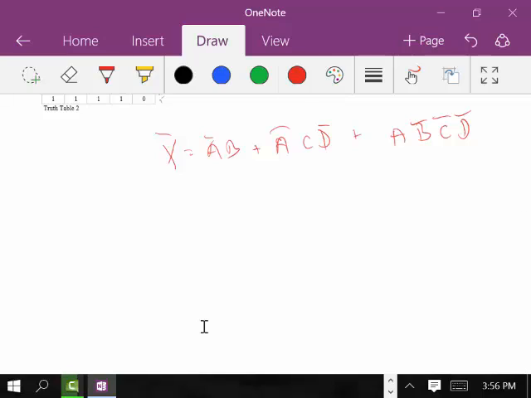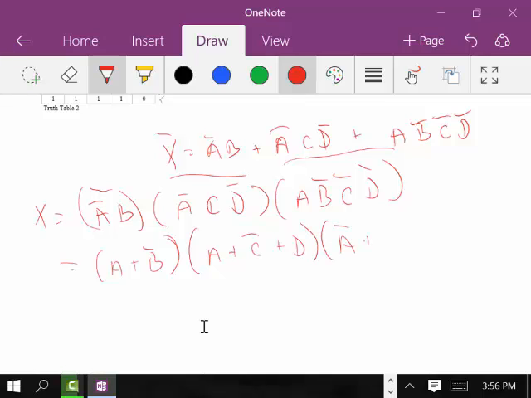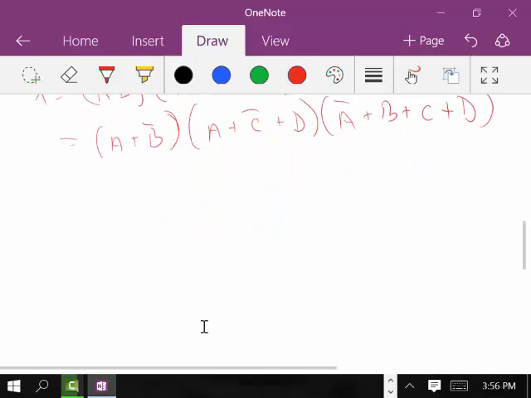So then we would say X is equal to A naught B with a naught across it times A naught C D naught with a naught across it, times A B naught C naught D naught with a naught across it, equals A plus B naught, A plus C naught plus D, A naught plus B plus C plus D, right there. And our circuit is going to look like this.